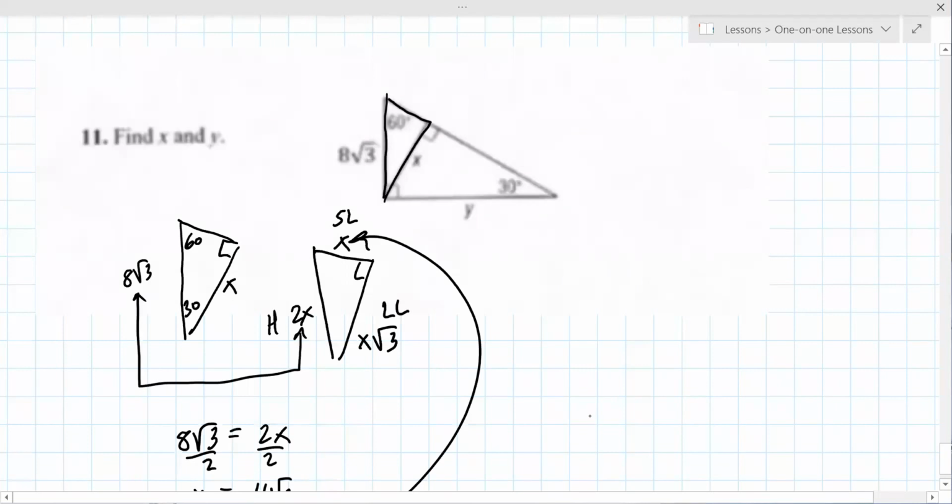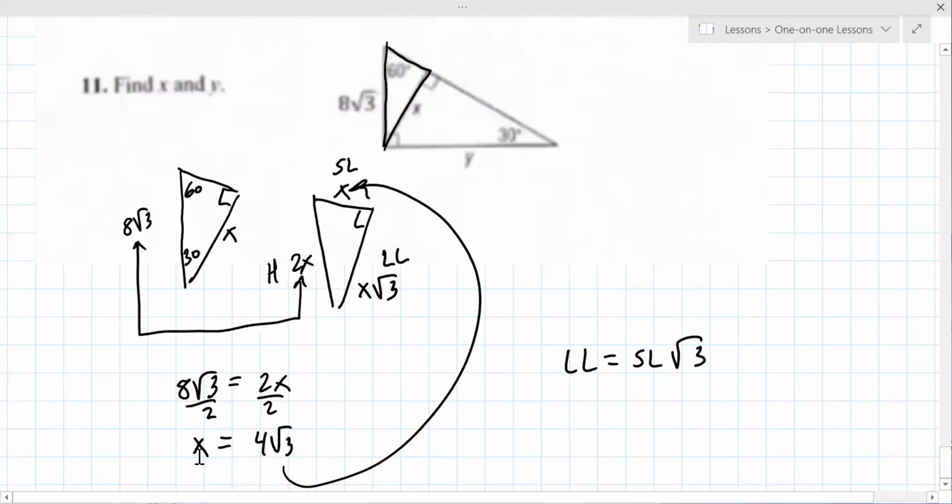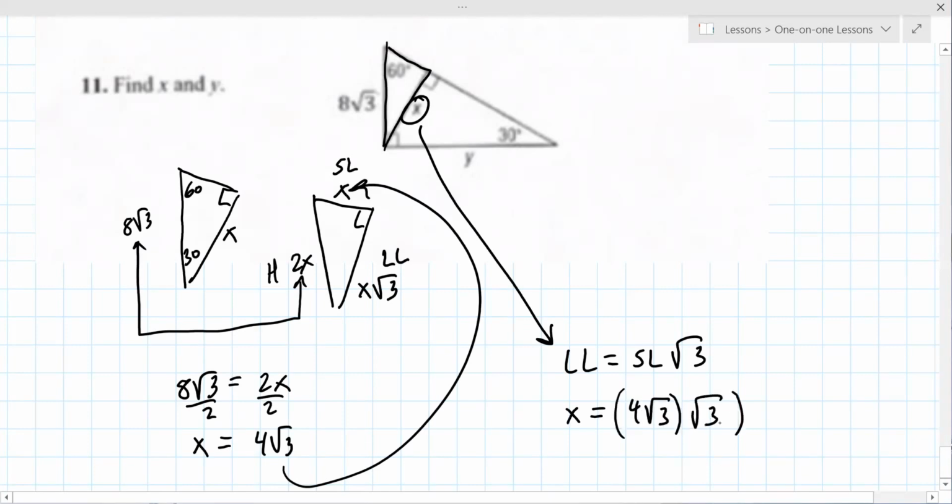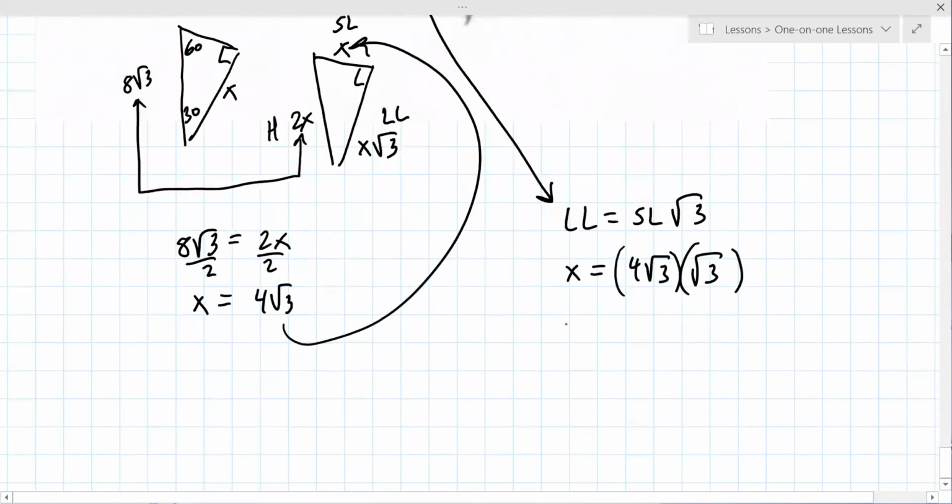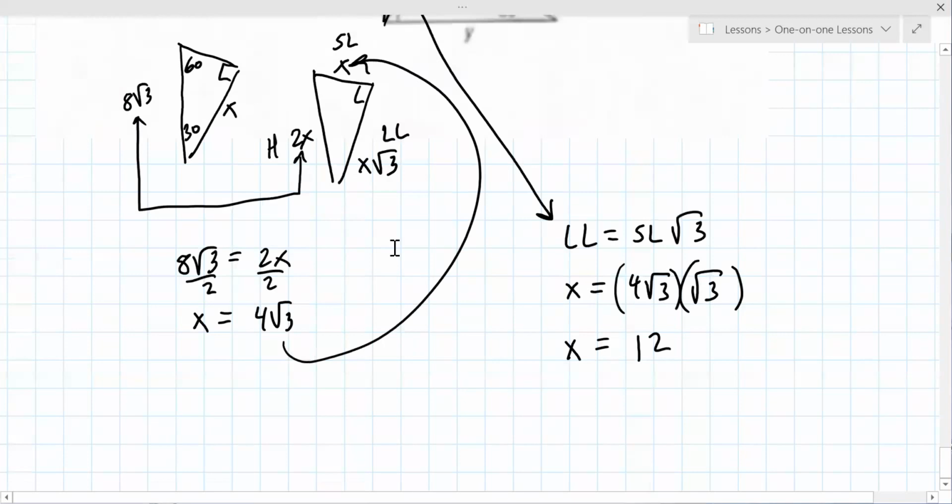So the long leg is always the short leg times the square root of 3. Do we know the short leg? Yes, it's 4 square root 3. So the long leg, this x here, is, and I always struggle to explain this because it's really unclear, 4 square root of 3 times the square root of 3. So square root of 3 times square root of 3 is 3. 4 times 3 is 12. So that's only part of this.